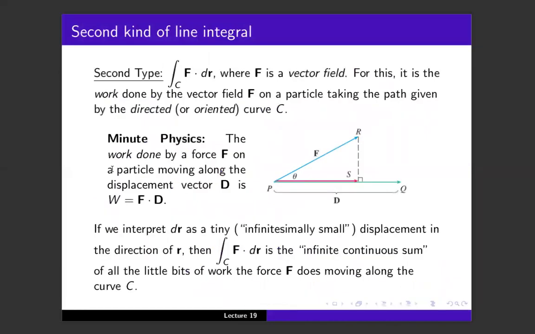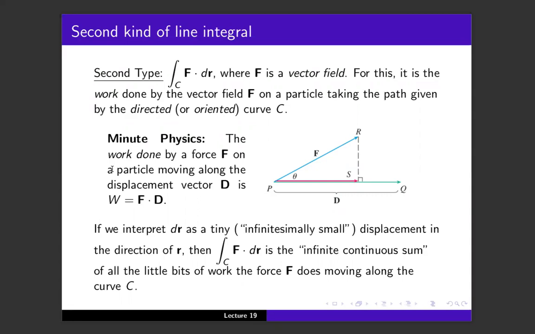Now, the second type of integral that we'll have to work with is an integral over a vector field instead of a scalar function. Now, this interpretation is a little bit funny. It's not quite the total area of a curtain or a fence necessarily. It's the work done by the force field, F. You think about F as a force field.